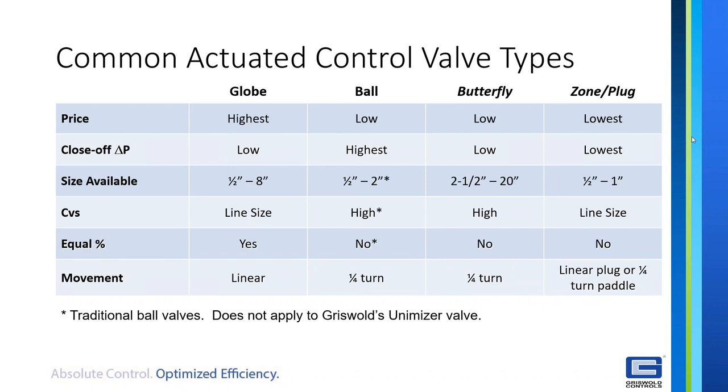The equal percent, we'll discuss what that means in the next slide, but globe valves by design were also designed to be equal percent, whereas traditional ball valves were not equal percent. Butterflies, same thing. And zone valves on the market were also not equal percent. The movement in a globe valve is typically linear. It's up and down, whereas in a ball or a butterfly valve, you've got quarter turn rotation. A zone or plug valve could be either linear or a quarter turn paddle. So there is a lot of variation in the zone valve style.